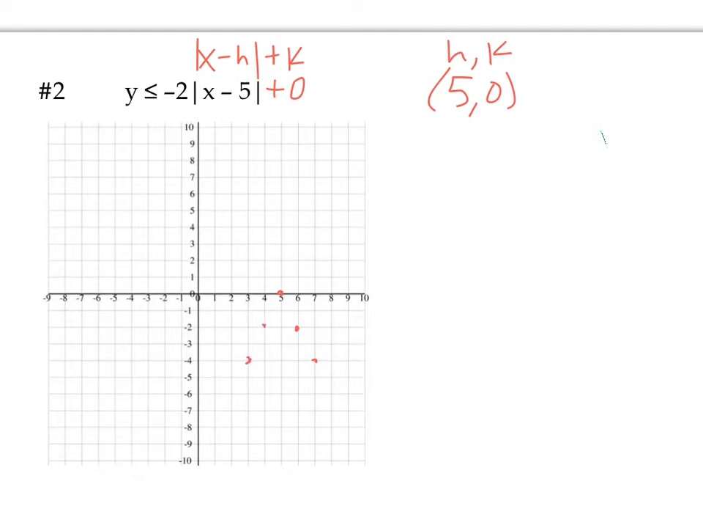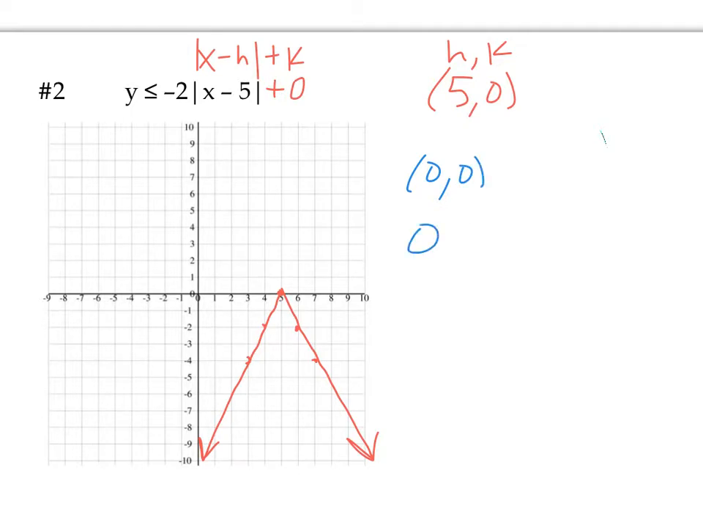And we could draw then in that absolute value. We've got both branches of that V going to either side of our vertex. Okay? And now we could pick a point to test. Again, I would suggest 0, 0 because that makes most of the calculations pretty easy.